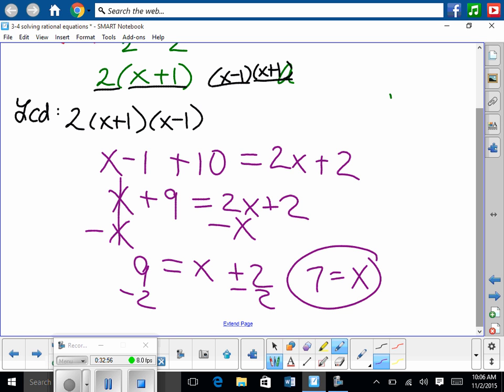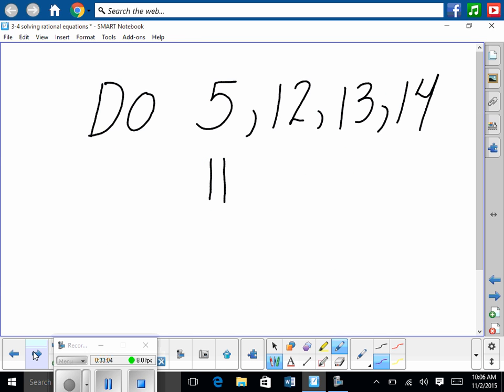Secondary math 3, well, I told you it wasn't going to be easy. So yes, this was a long problem, but you'll get used to it if you're not already. All right, so do problems 5, 12, 13, 14, 11. Ready, set, go.